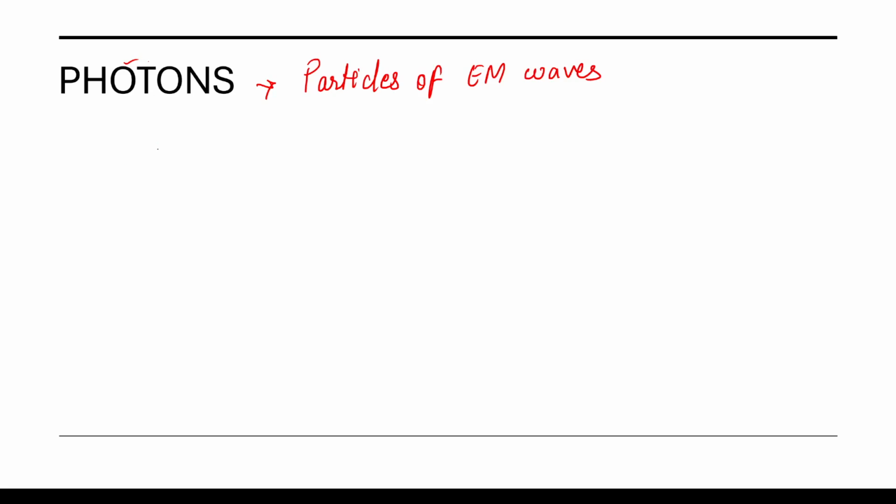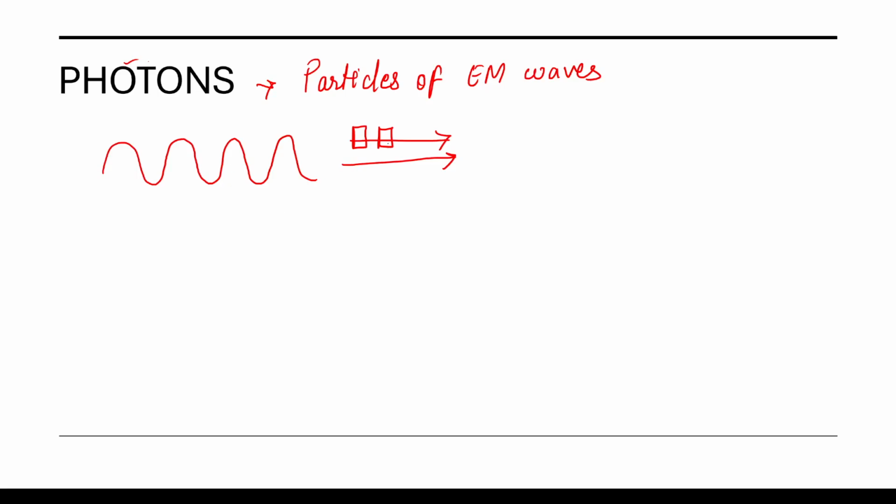Now, what do you mean by particles? You have understood that any electromagnetic wave is transverse, and it has energy distributed throughout it. It takes energy from one place to another. But what we are learning now is that it has another nature: this light wave has particles in it, and these particles are known as photons. So just to understand the meaning, particles of light are known as photons.